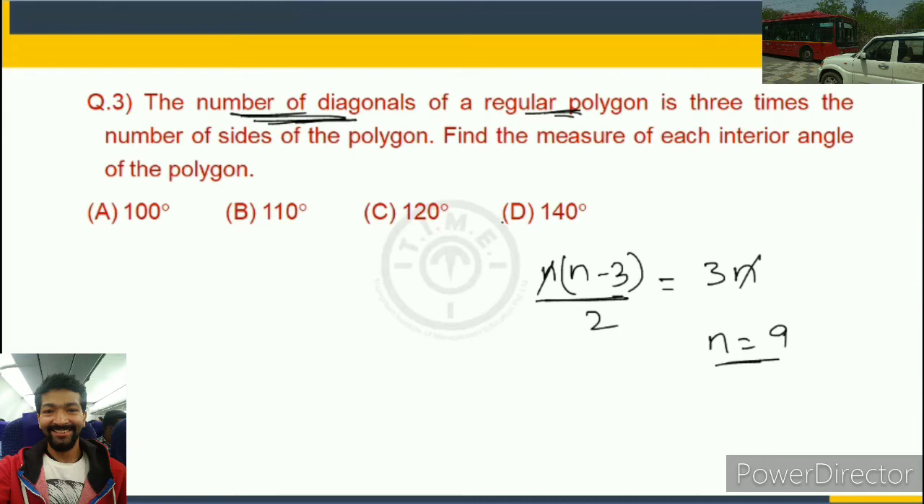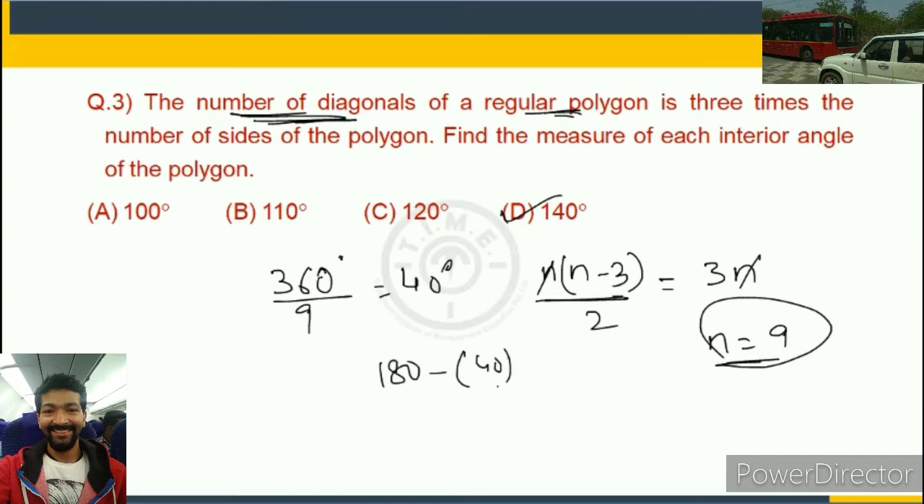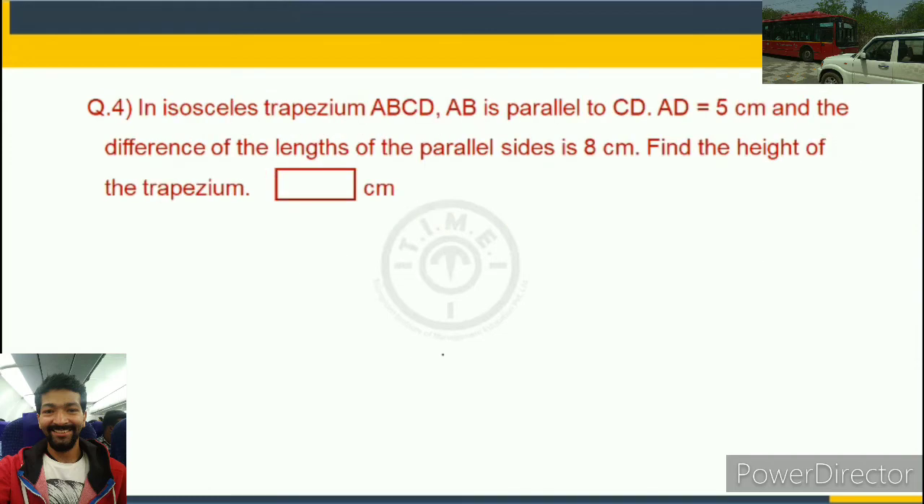Please note in CAD there are no step markings like you had in school, right? So 360 being the sum of exterior angles, I divide by 9 because we already obtained that this polygon has got 9 sides. So each exterior angle is 40 degrees. So the interior angle can be obtained by subtracting 40 from 180. So 140. Moving on. Next question.